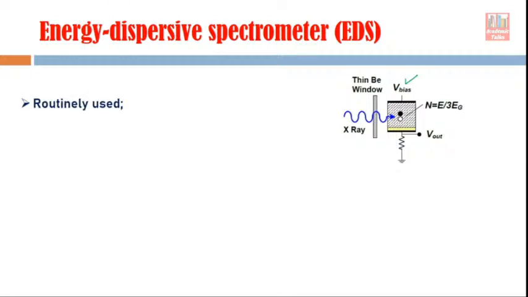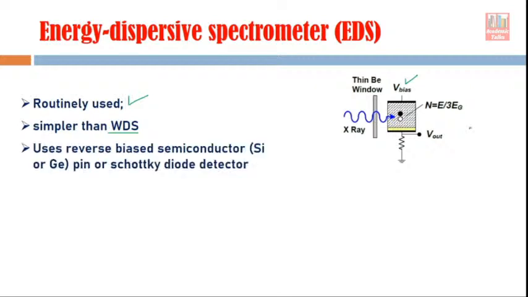Now this energy dispersive spectrometer is the routinely used technique in case of EMP, because it is simpler than WDS. Wavelength dispersive spectrometer is a little difficult to implement, so that is why most of the time you will see that this energy dispersive spectrometer with this kind of arrangement is used.